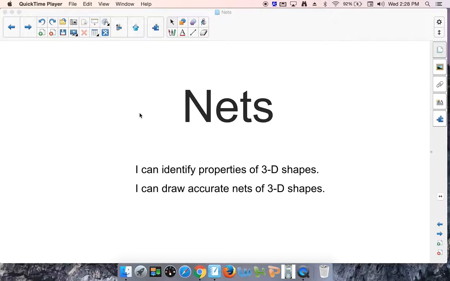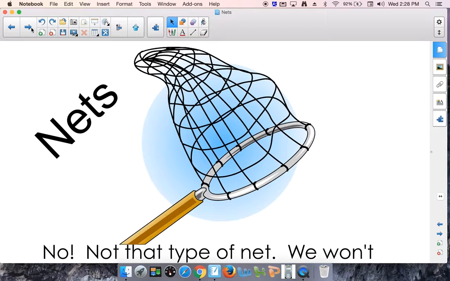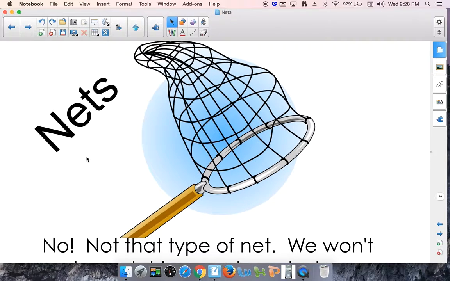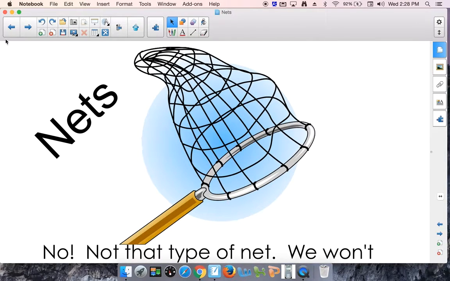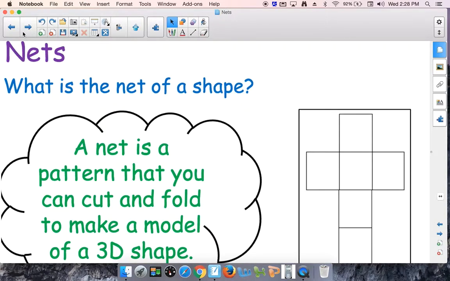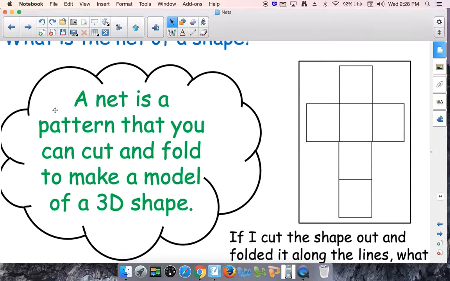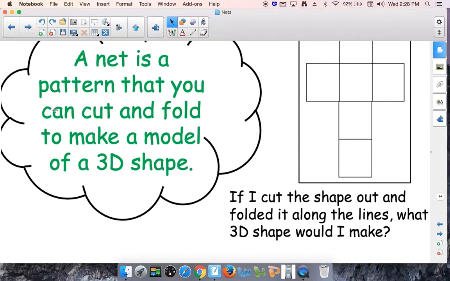Nets. I can identify properties of 3D shapes, and I can draw accurate nets of 3D shapes. So when we're talking about nets, no, we're not talking about this kind of net. We're talking about a mathematical net. A net is a pattern that you can cut and fold to make a model of a 3D shape.